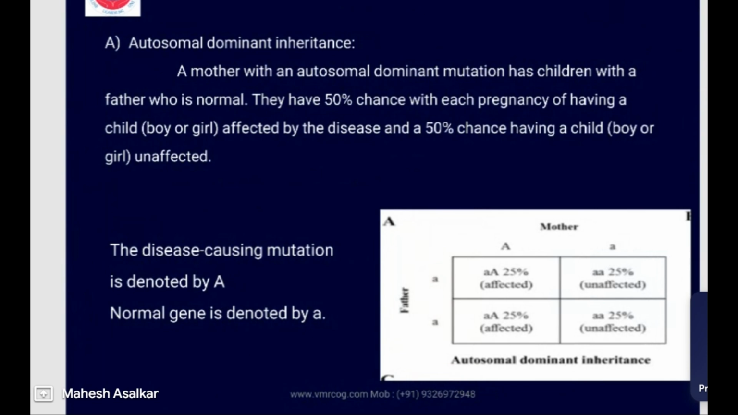Then you write the probability in each square. The first is small a and capital A, that is affected. The second, on the top right, is small a and small a, that is unaffected. The third, on the left below, is small a and capital A, 25% affected, and small a and small a right below is 25% unaffected. So this is the autosomal dominant inheritance. If you are given a scenario, you put the Punnett square and calculate the probability. The disease-causing mutation is denoted by capital A and the normal gene by small a.